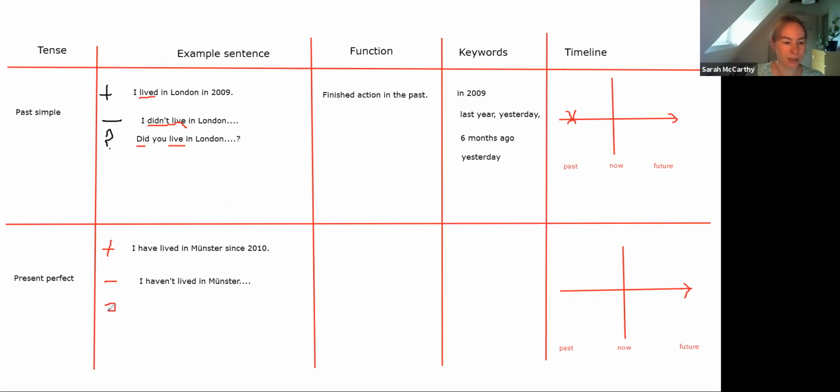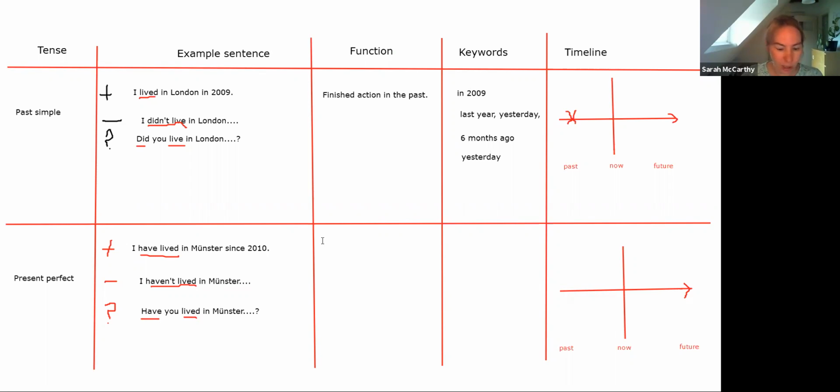And then just finishing that off, the question form would be: have you lived in Munster since 2010? So it's have plus the past form, or the third form. Have lived, haven't lived, have you lived? So what is the function? Why are we using the present perfect? Why is that correct for these sentences?